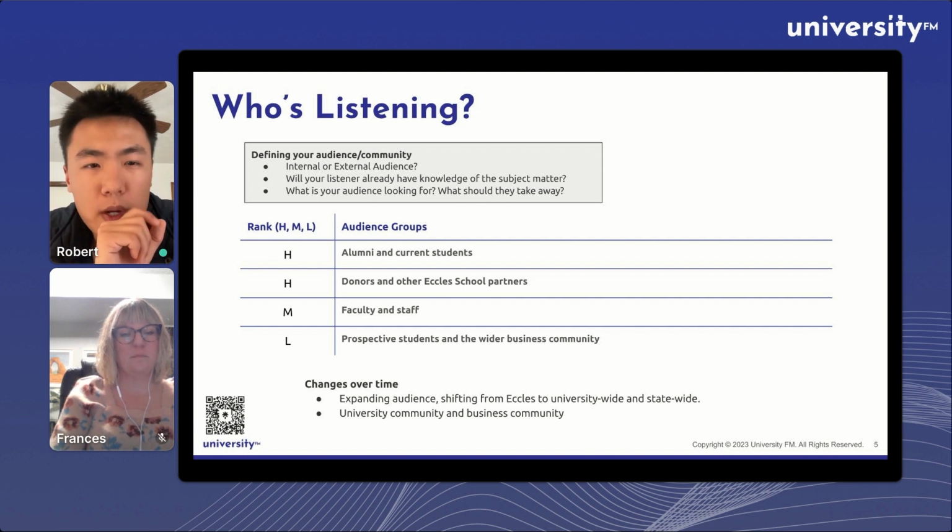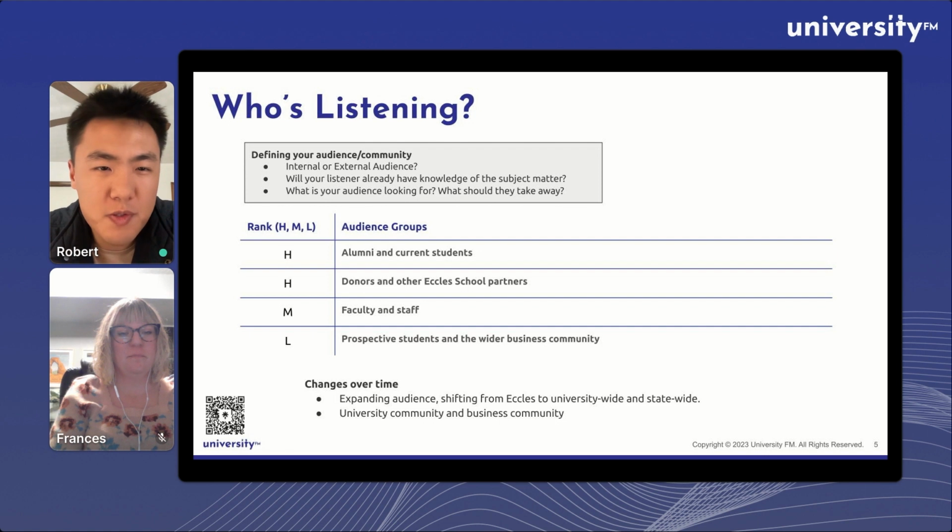All right. So with this chart here, Francis, could you tell us a little bit about how these audience groups were defined for Eccles Business Buzz?